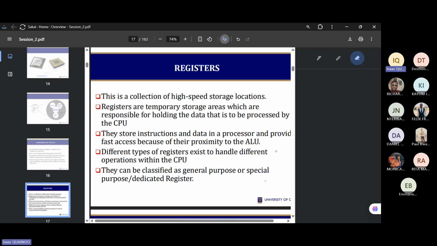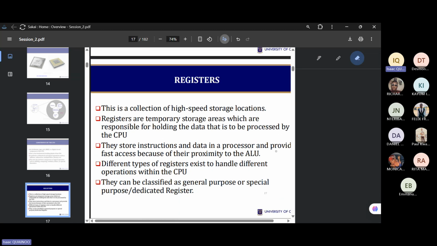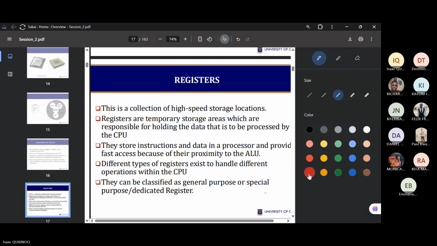So now let us look at our registers. A register is a collection of high-speed storage locations. Please, let's take note of the keyword. It's a collection of high speed. Let me underline that. The reason why I'm very keen on us taking notes of the details is that these are the things that matter. So it is a collection of high-speed storage locations.